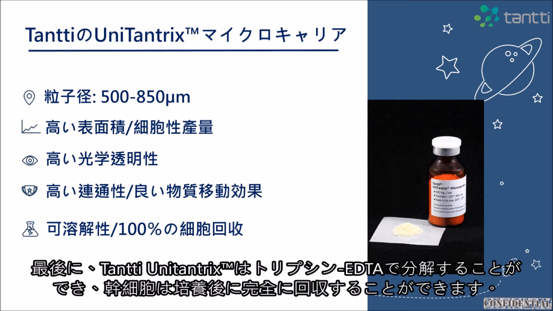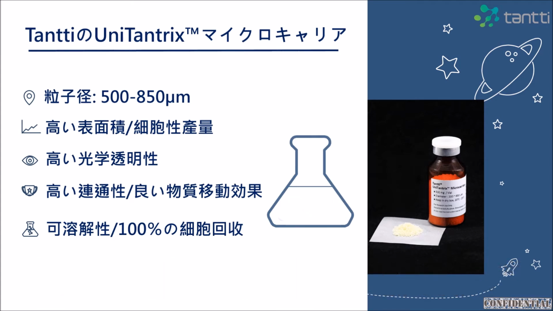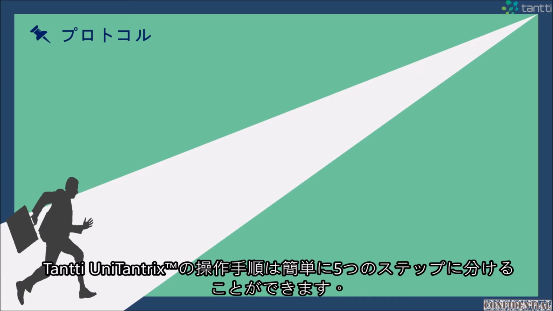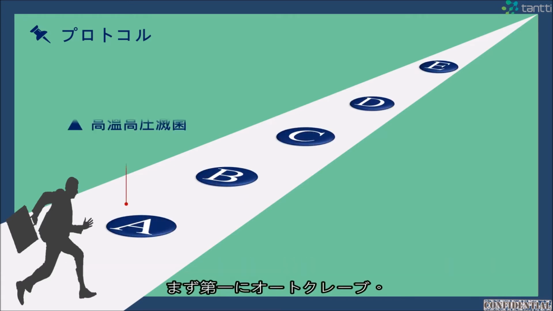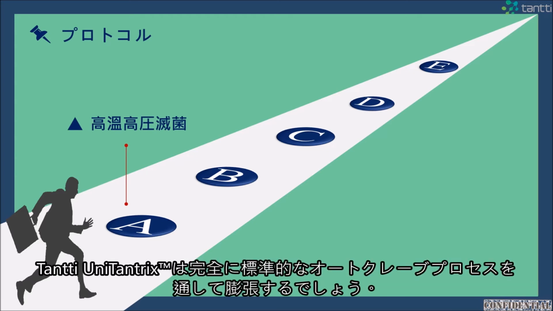Finally, TAN-T UniTantrix can be degraded with trypsin EDTA, and the stem cells can be recovered fully after culture. The operation guide of TAN-T UniTantrix can be easily divided into 5 steps. First, autoclave. TAN-T UniTantrix will completely swell through the standard autoclave process.